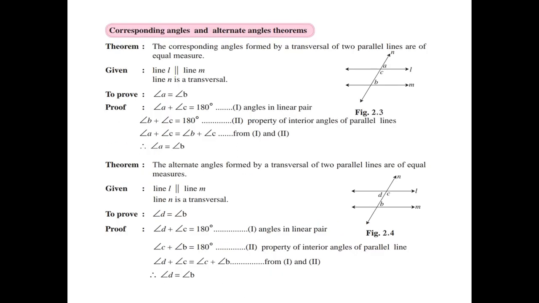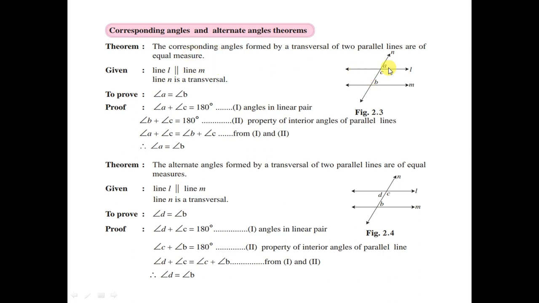Next is the corresponding angles and alternate angles theorem. We already know what corresponding angles and alternate angles are. So first let's start with the corresponding angles theorem. The corresponding angles formed by a transversal of two parallel lines are of equal measures. That means the corresponding angles are equal.